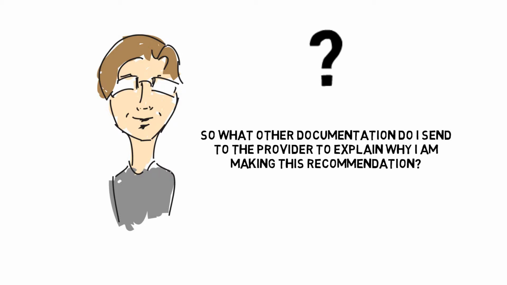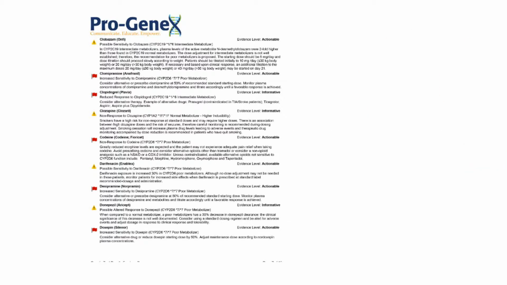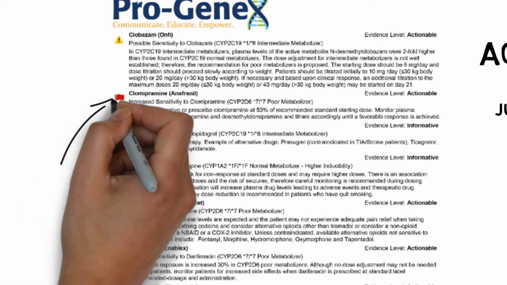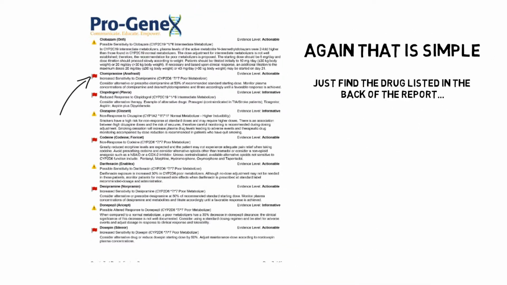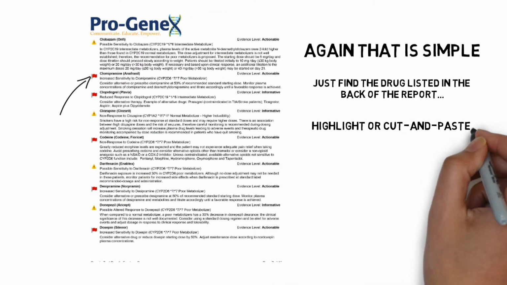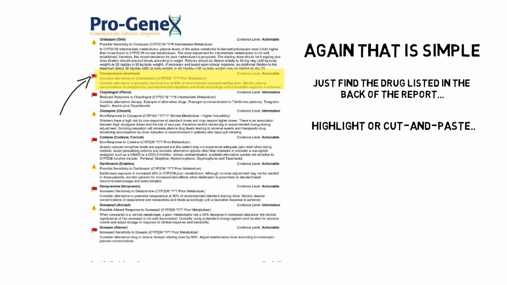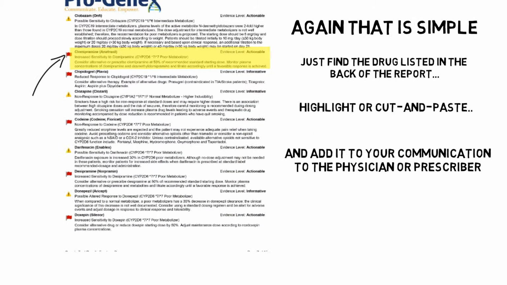What documentation is there to support my recommendation? Well, that's easy again. In the latter section of the report, you find the drugs listed in the yellow and red columns in alphabetical order. Just find your drug, highlight or cut and paste the information, and add it to your communication to the doctor. Macros have been constructed in our expertise to make this easy for you.